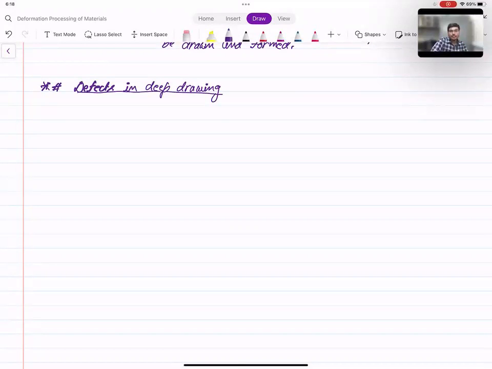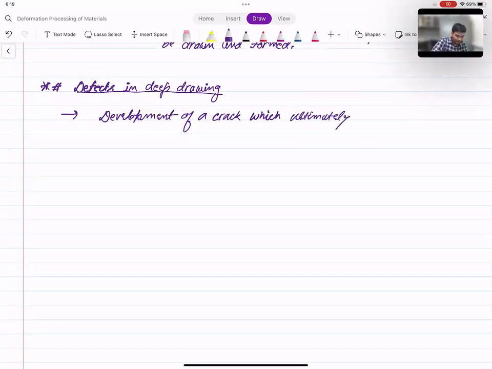So the very first one is the development of a crack, which will lead to structural disintegrity. And the usefulness of the material may also get hampered by the process of necking or buckling or wrinkling, etc.